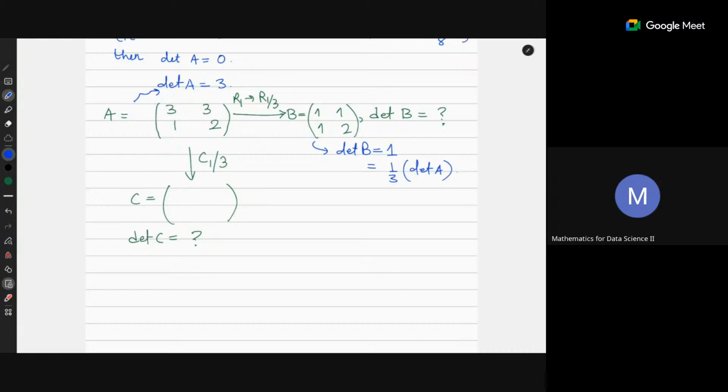All right. What you might also notice is that you could take 3 common out of A. No, that doesn't make sense, because you can only take out a scalar out of a matrix when it is multiplied to every entry of that matrix. Otherwise, you cannot take it out.